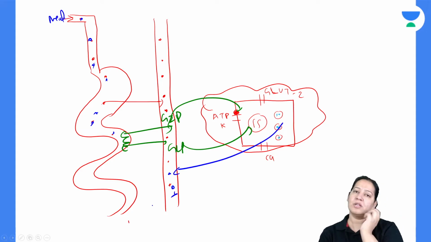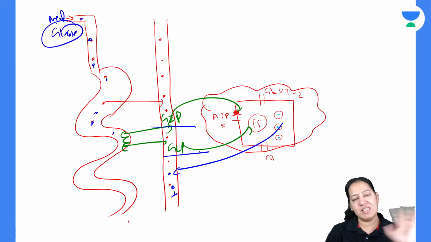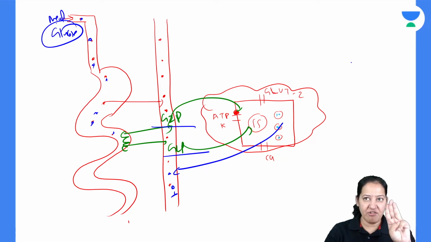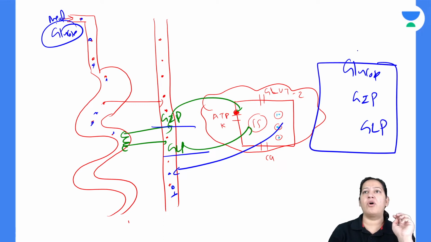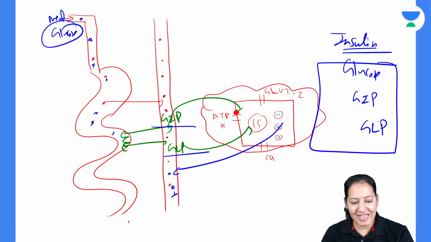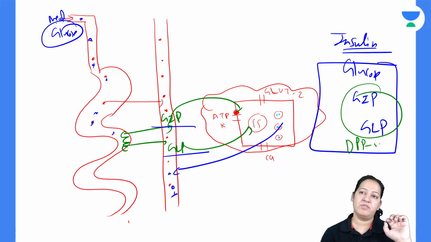So for insulin, a total of 3 triggers are there: the glucose present in the meal, and the GIP and GLP which are secreted from the intestinal cells. So 3 triggers: glucose, GIP and GLP. For insulin, we have 3 triggers in the human body, and these both are destroyed by a hormone, DPP4, the name of the hormone.